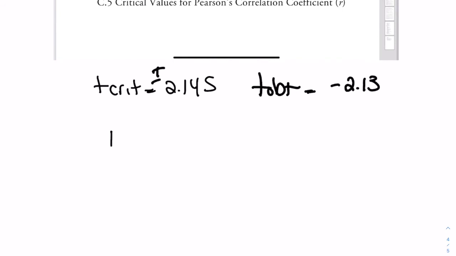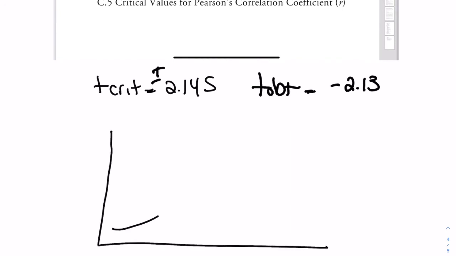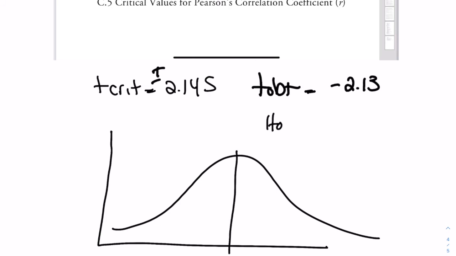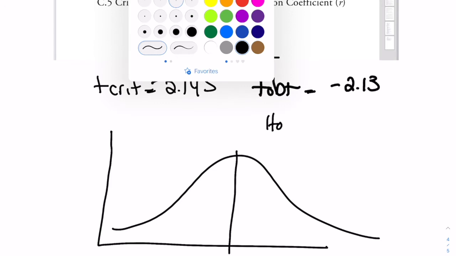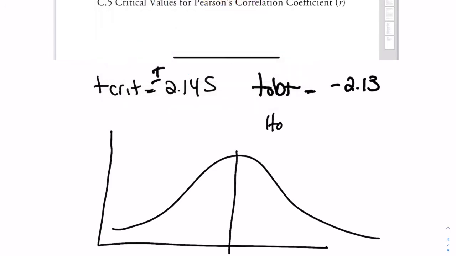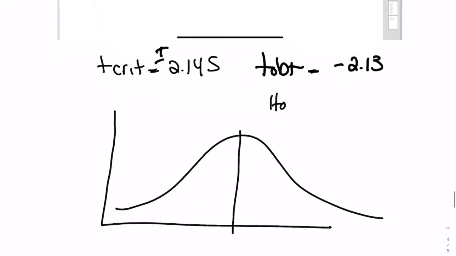So here's our distribution of the null. Hey, look, that's a really good distribution of the null. Trying really hard to get a smaller pencil, but it will not let me. Our t critical, plus or minus 2.145. This is 1, this is 2. It's going to be very close to that. This is 2.145, 2.145. Our t obtained is a negative 2.13.